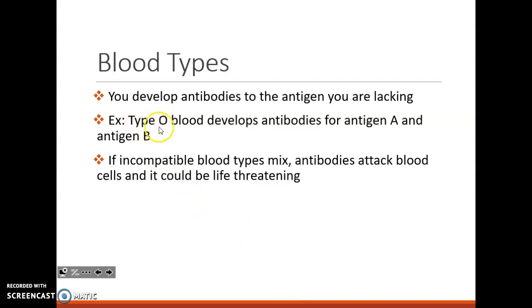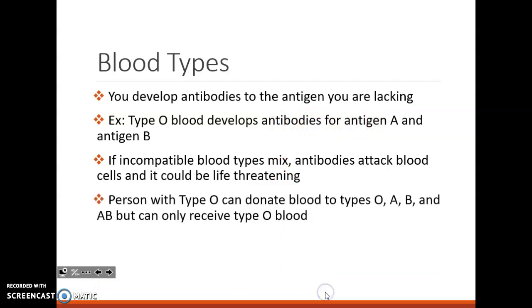So if a person with type O blood is given type A blood, then those antibodies that are in the type O blood will attack the new blood that was given, and that's really bad. So there could be a blood clot, and we all know that that would be bad. So a person with type O can donate their blood to all the blood types, O, A, B, and AB, but you can only receive type O blood.